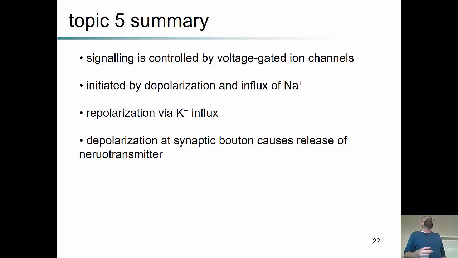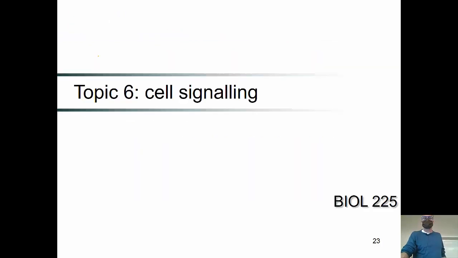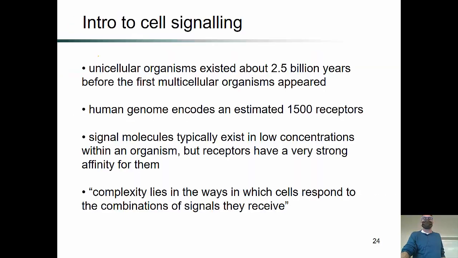Now we're going to look more at other types of cell signaling. Okay? And so when we look at cell signaling, pretty much all cells do some form of signaling. Some is pretty rudimentary, so kind of basic, and some is really complex.